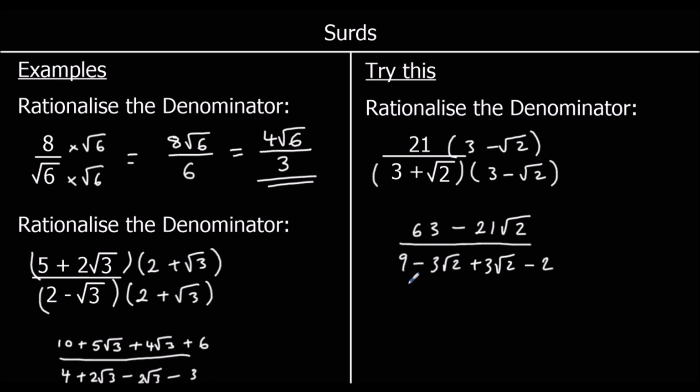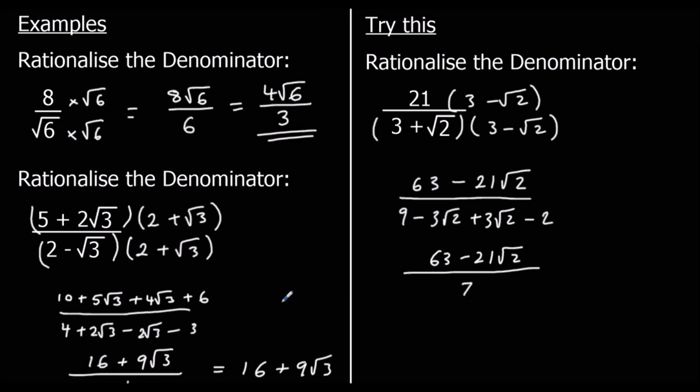So collect the like terms. We can't simplify the top any more than it is already. And on the bottom, our root 2 terms cancel out. So we've just got 9 take away 2, which is 7. And we can simplify this by dividing both the terms on top by 7. They're both in the 7 times table. So 63 over 7 is 9. And 21 root 2 over 7 will be 3 root 2. So we've got 9 minus 3 root 2.